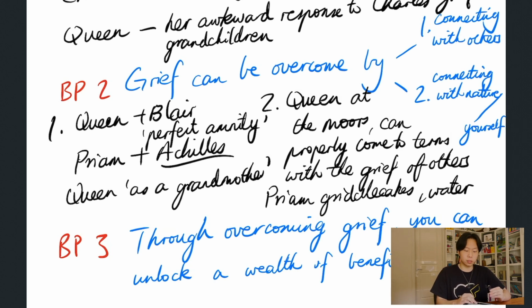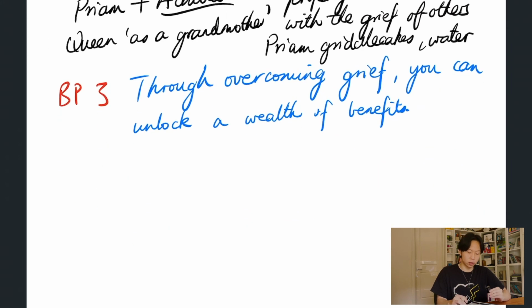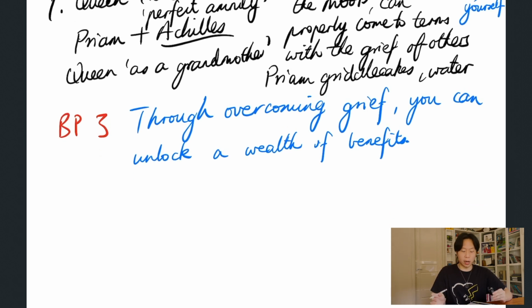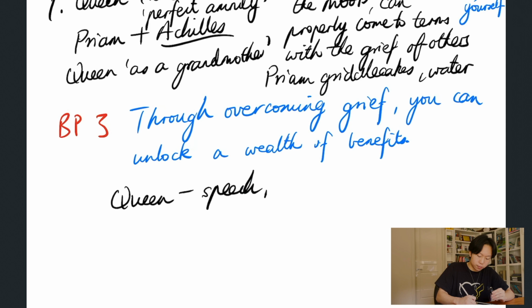Now, I think the importance here is that, as you touch on in body paragraph 3, it brings benefits to everyone and not just yourself. Unlock a wealth of benefits. So while in body paragraph 2, I'd focus on the interactions between those people, body paragraph 3 is more so the benefits, the aftermath. So the classic one for the Queen, I'll just talk about her speech and also the peaceful music.